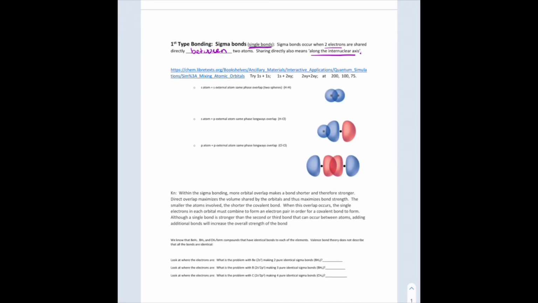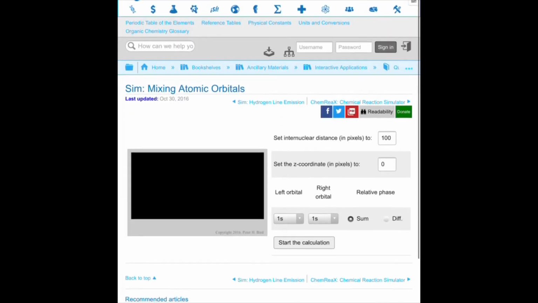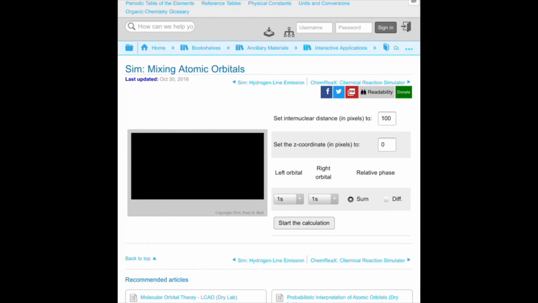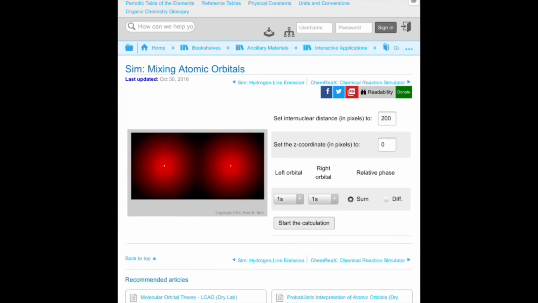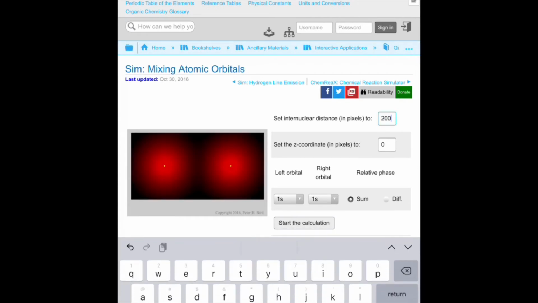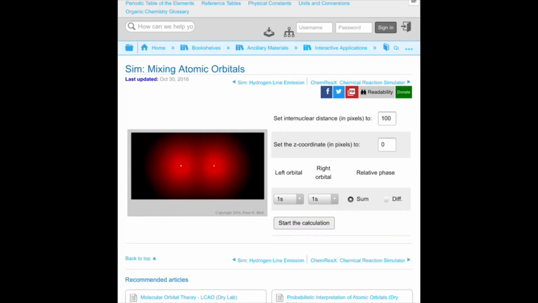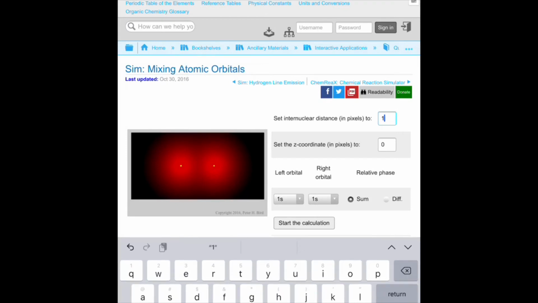And if you want to play around with stuff, this is a cool sim. I had some suggestions to try, 1s and 1s, 1s and 2xy at these distances. I'll do just the 1s. So this is 1s and 1s. I'm going to do a big distance, so these shouldn't be overlapping, right? So I'm going to calculate it. See, they're not much overlapping. But then I'm going to get them close together.